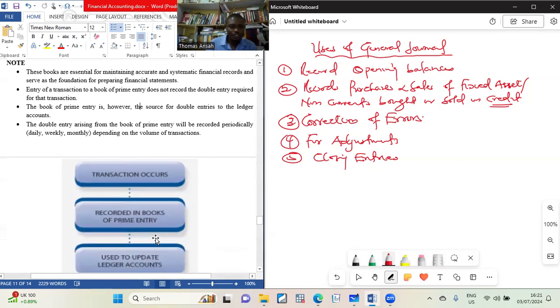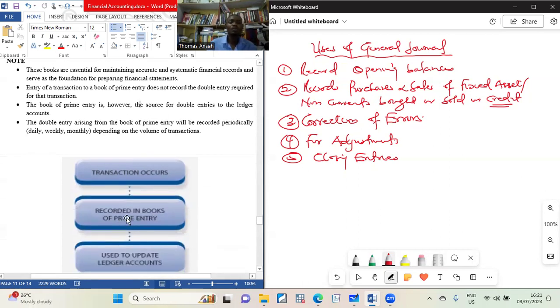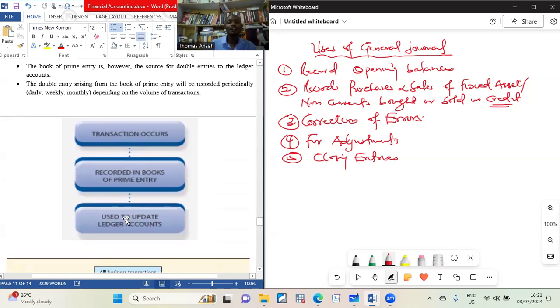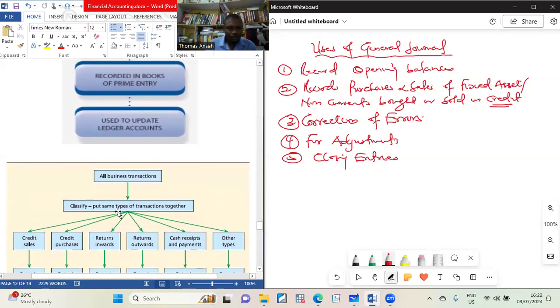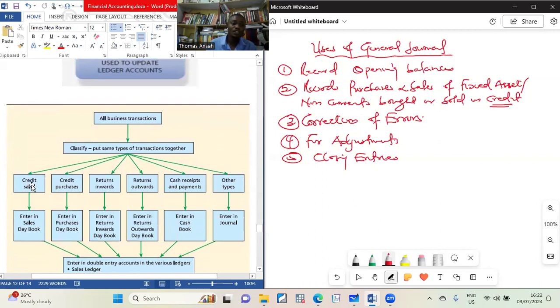So a transaction occurs, you record it in the books of prime entry, then you move it later to the ledgers. So for now, let's learn how to record one by one how these day books are. Look at all the transactions. You are going to classify them. If it is a credit sale, where does it go? Credit sale of what? Goods. All right. It must go into the sales day book.